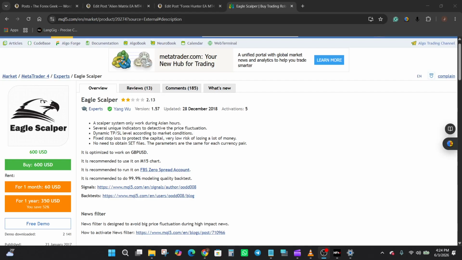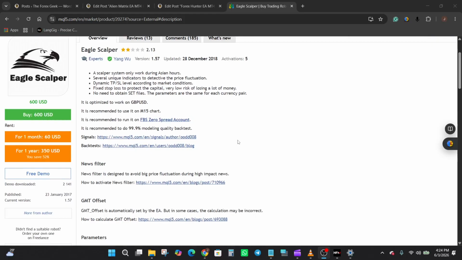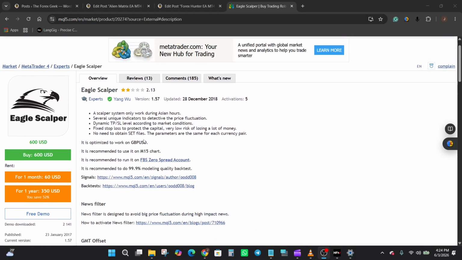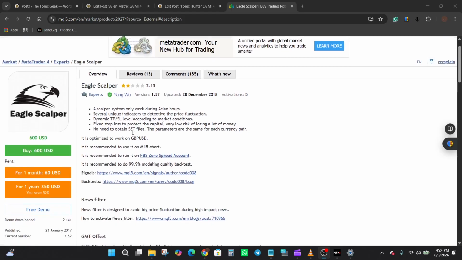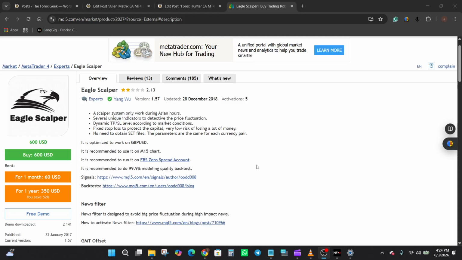Alright, so I am now on the MQL5 Marketplace page for the Scalper EA, and right away I can see this is listed as supporting both MT4 and MT5. This is currently the MT4 version, but if you are interested in the Scalper EA for MT5, you can just search for the MT5 version. So I'm just going to be discussing the MT4 version in this video.